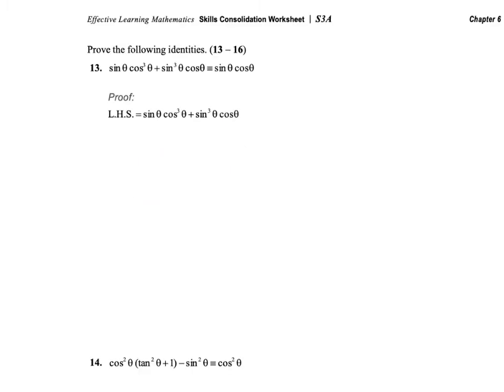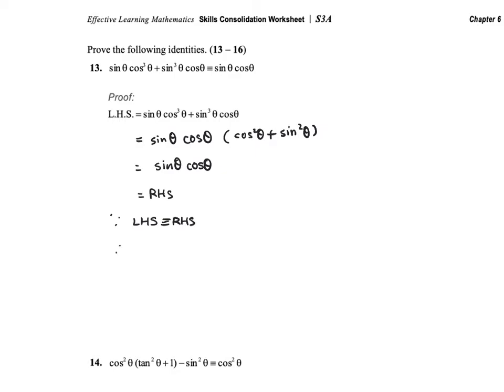Okay, for this one, you are going to change it. So you probably take out the common factor that you can see. So luckily, for this one, you take out sine theta, cosine theta, then what is remaining will be these two. So you know this equals sine theta cosine theta, which equals the right hand side. Therefore, you can say that because left hand side is identical to the right hand side, it is an identity.